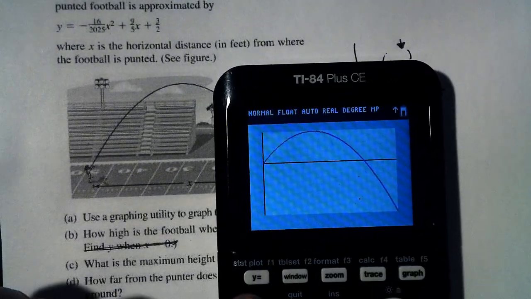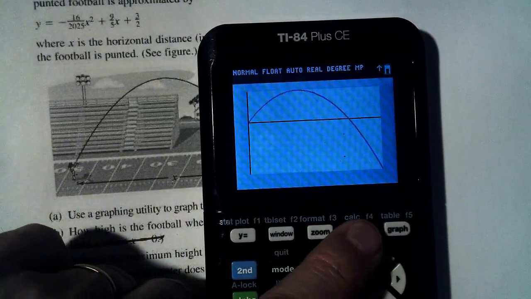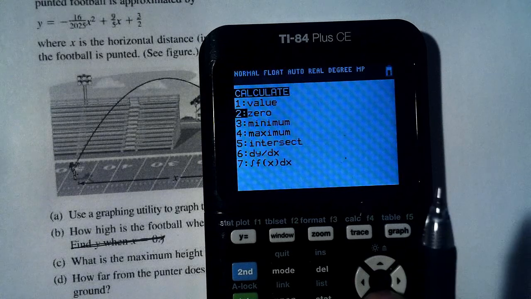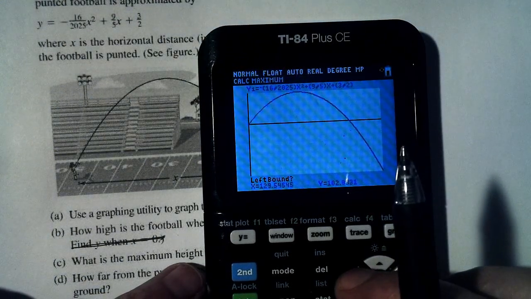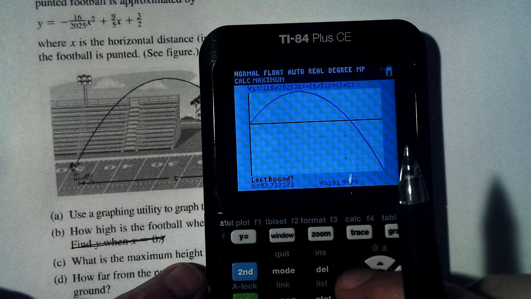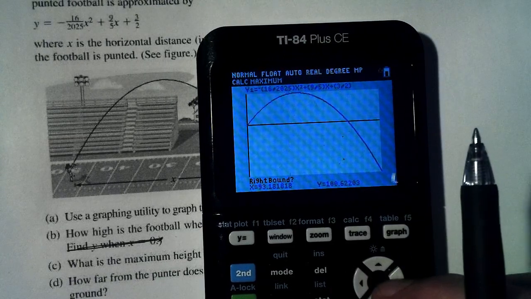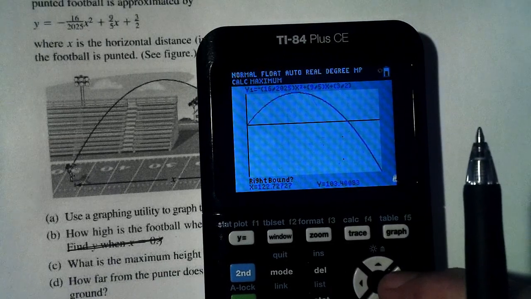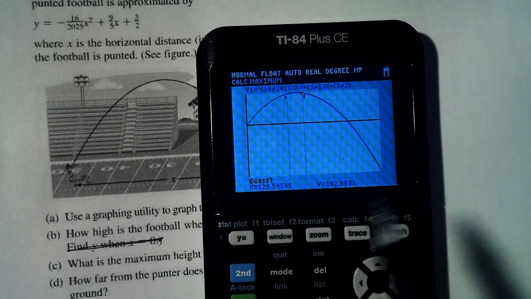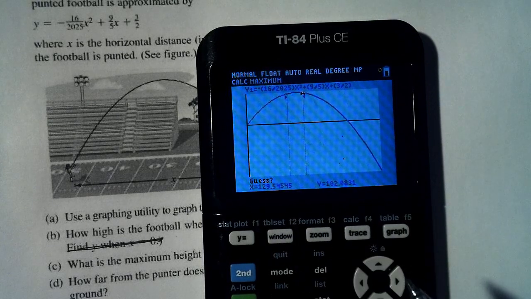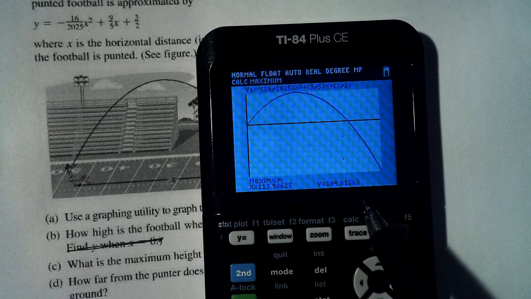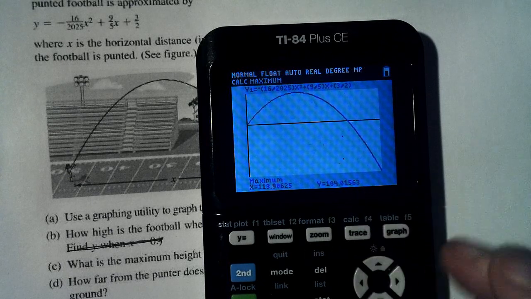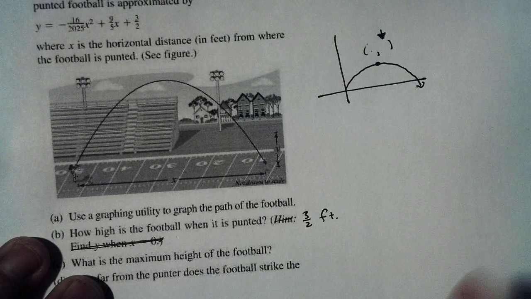So second calc, max. I need to get to the left of that maximum. I'm going to make sure I'm on the other side of it. For sure we are. I need to get to the right of it. I'm just giving it an interval to check. Enter. Yes, no, tell me. Hit enter one more time. And it says 104.016-ish. That's the y value.